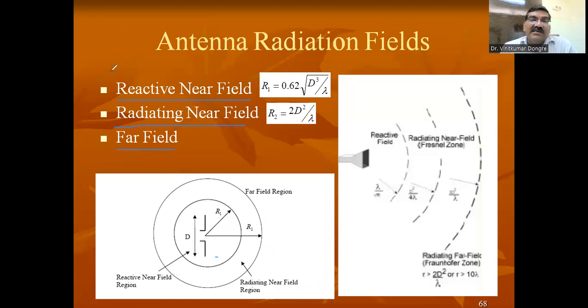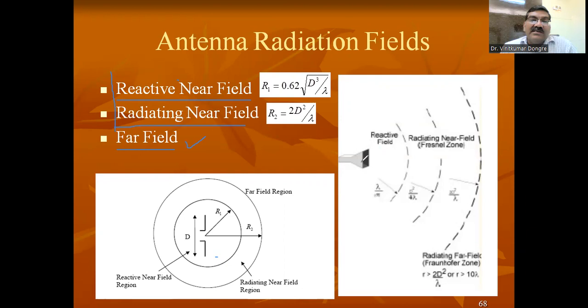We are not doing much calculation in these two. We are doing much calculation in the far field. The far field is what actually antenna radiation means, the antenna acting as a transmitter and receiver. It is in the far field. This is the reactive near field. The near field has two parts, both are near field: one is the reactive near, another is the radiating near.